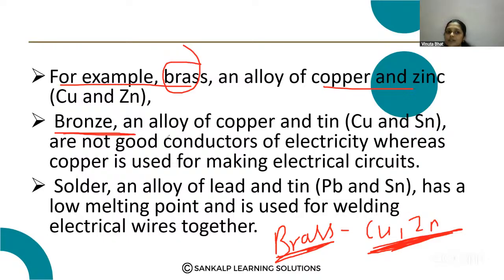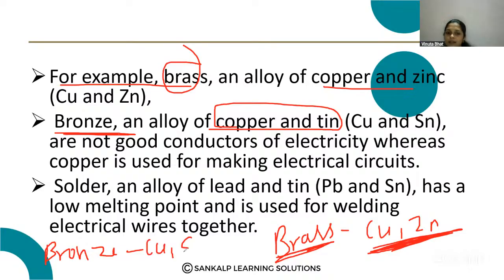And bronze is the alloy that is made up of copper and tin. So bronze is made up of copper and tin. Sn is the tin. So very, very important.